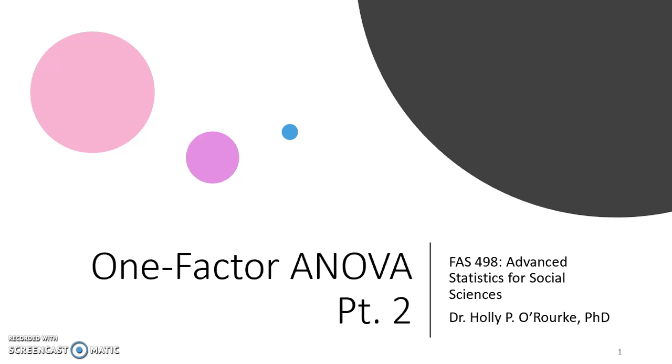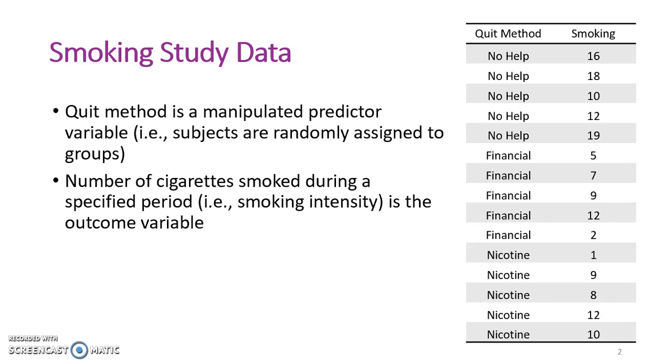In this lecture, we'll continue with the one-factor ANOVA content using the smoking study as an example. So we've already introduced the smoking study again, and in this smoking study, we have a researcher who has randomly assigned one of three quit methods to each participant. So subjects are randomly assigned to groups.